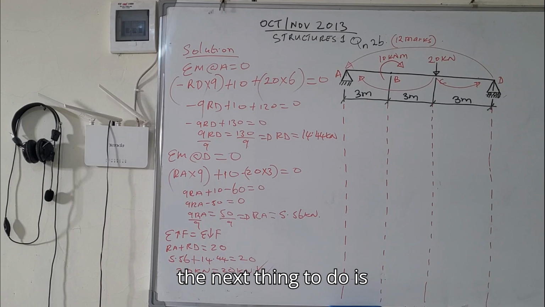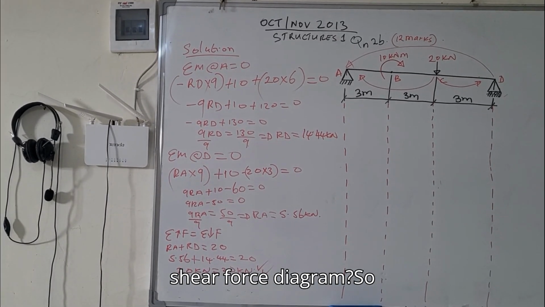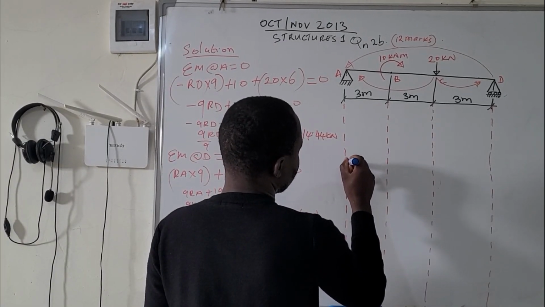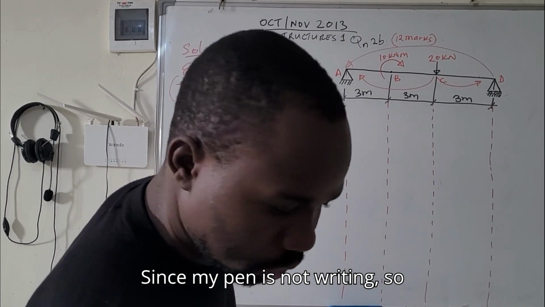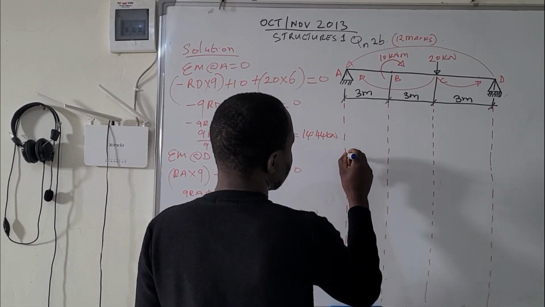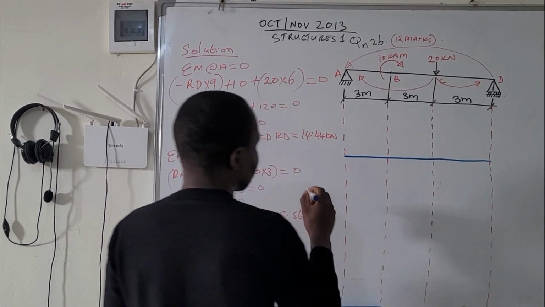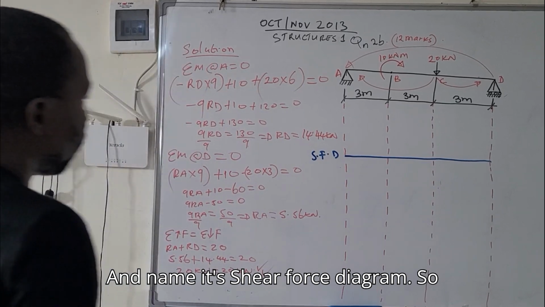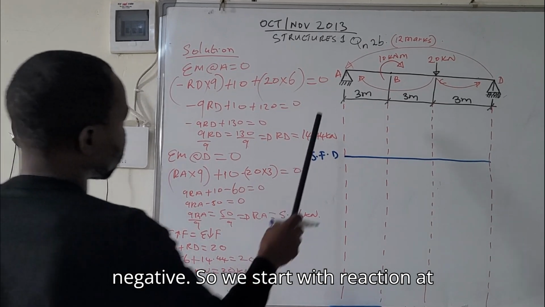So the next thing to do is to draw the shear force diagram. And how do you draw the shear force diagram? First, draw the baseline. Since my pen is not writing, so draw the baseline like that, and name it shear force diagram. Above the baseline is positive, below is negative. So we start with the reaction at A.